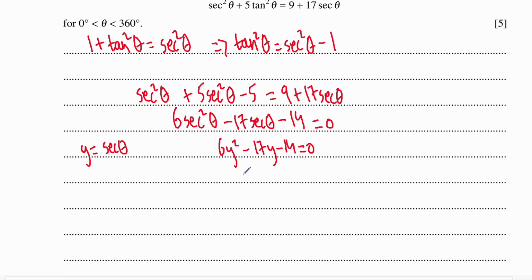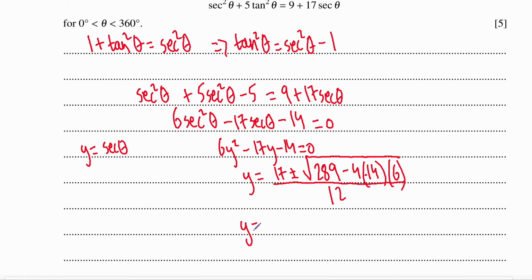I don't know if you can factorize it, so I'll just use the formula. So y is equal to 17 plus or minus the square root of 17 squared, which is 289, minus 4 times 6 times negative 14, all divided by 2a. So 2 times 6 is just 12. So all of this divided by 12.